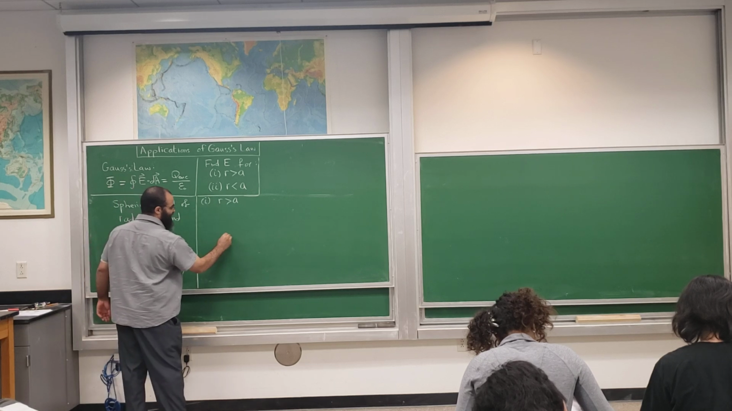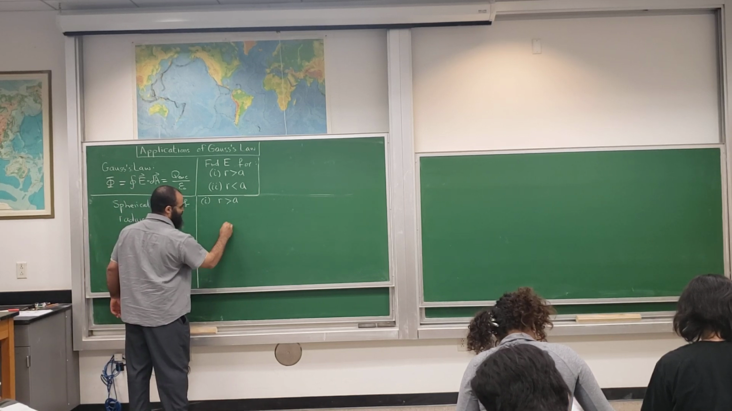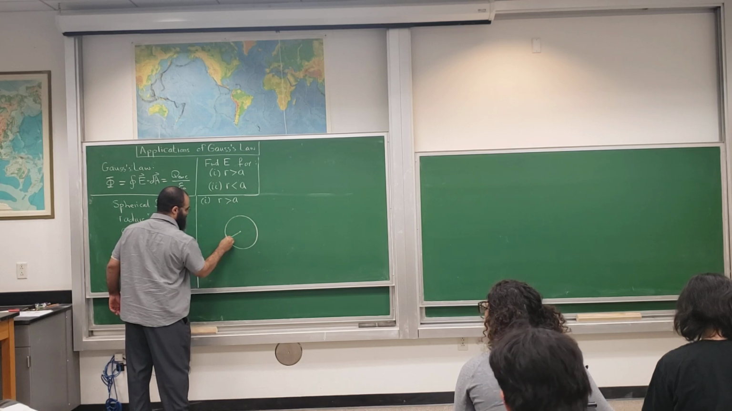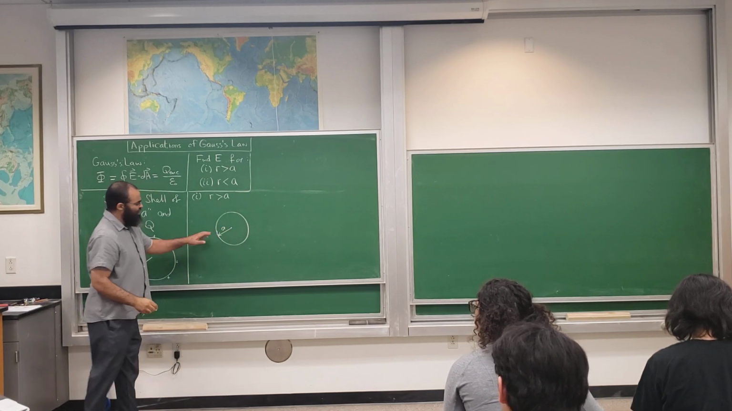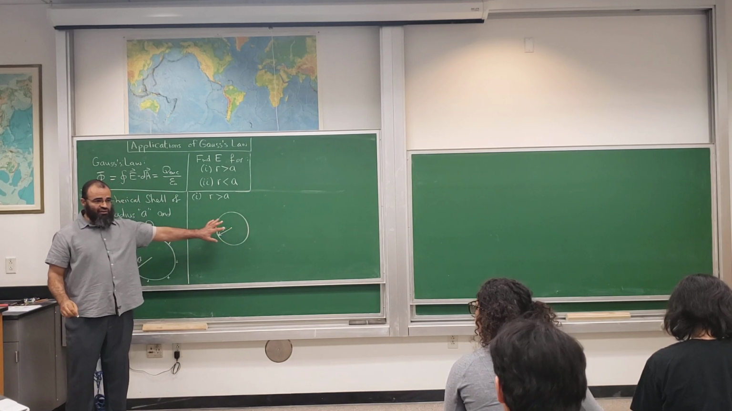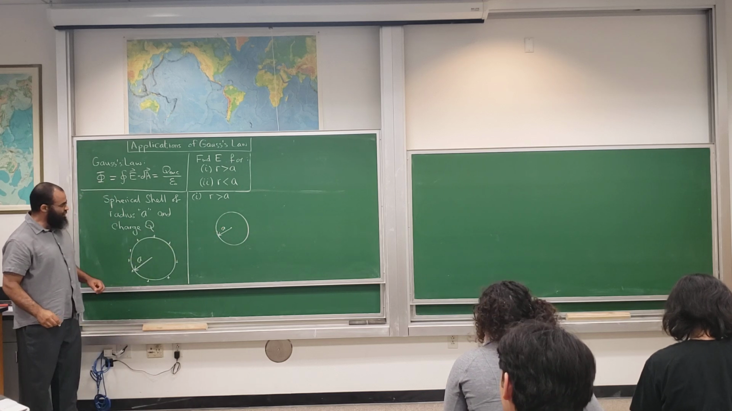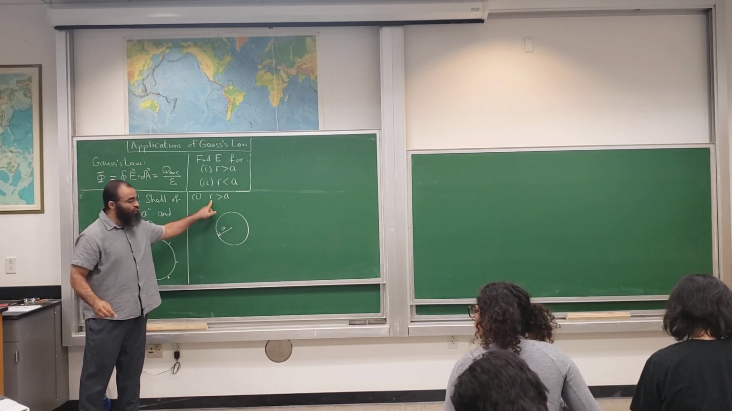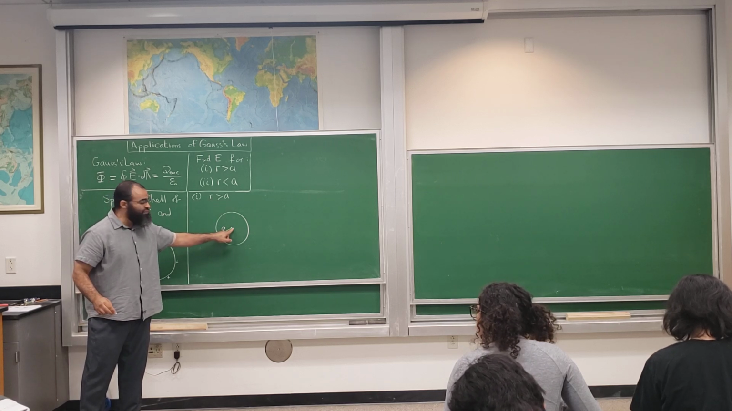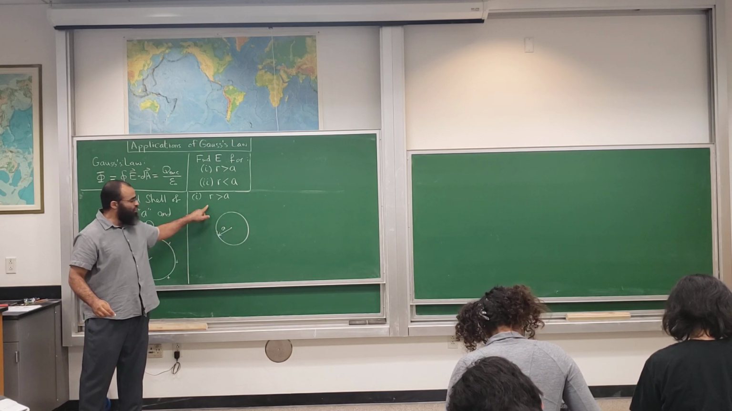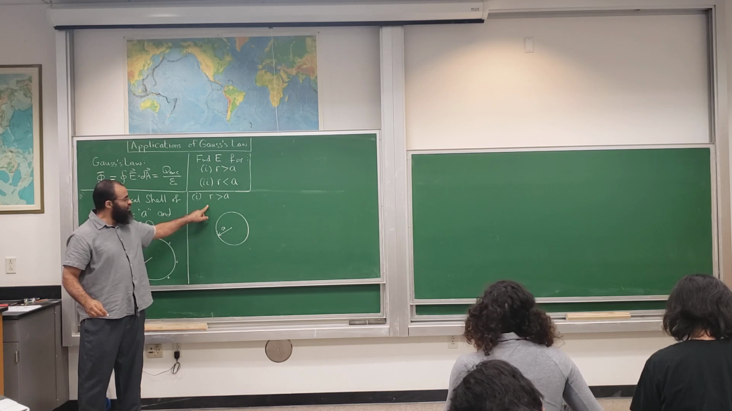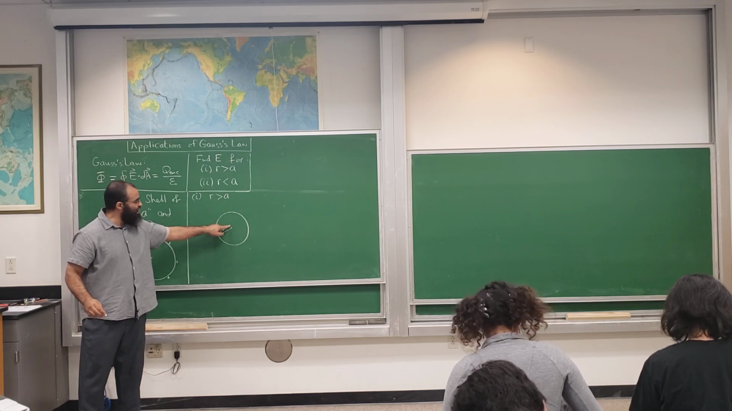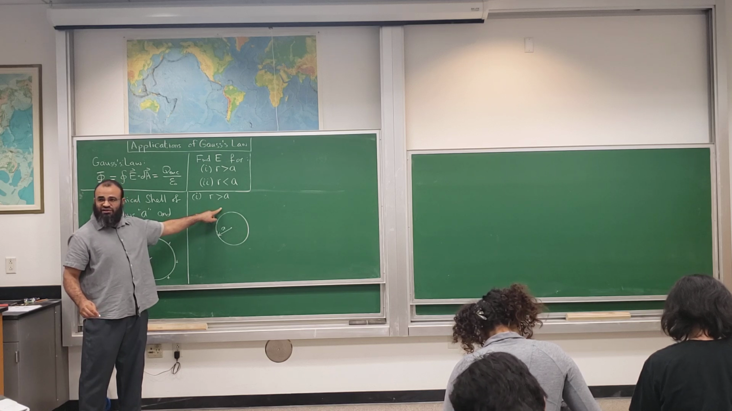So here is the shell again. I'm going to redraw it. This is A. This is the actual physical object. Now I want to find the electric field for R greater than A, meaning R is measured from the center of the shell all the way to somewhere. What's the electric field outside of the shell? R greater than A means R extends to outside of the shell.